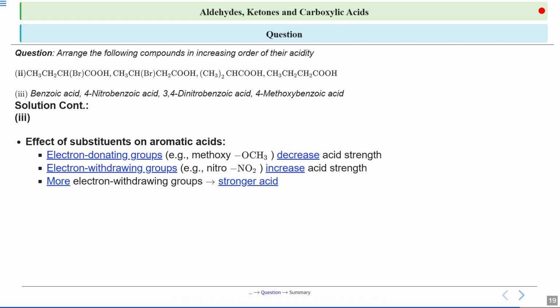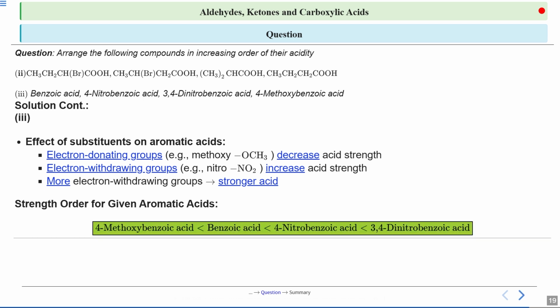So more electron withdrawing groups means stronger acid. If electron withdrawing groups are present more than one, that means it will be a stronger acid. If we talk about 3,4-dinitrobenzoic acid, in this we will see that two nitro groups are attached to benzoic acid, whereas here only one nitro group is attached. So that is why 3,4-dinitrobenzoic acid is more acidic compared to nitrobenzoic acid. In benzoic acid there is no substituent attached, so we place it in the middle.